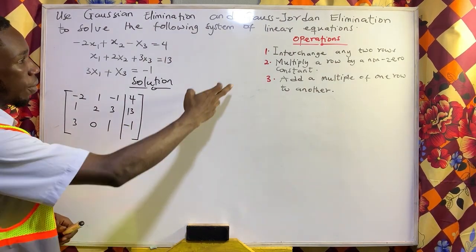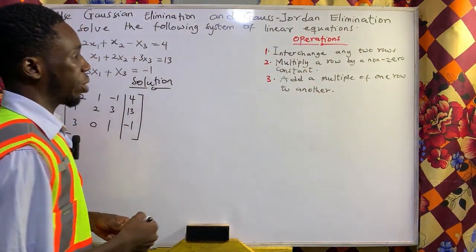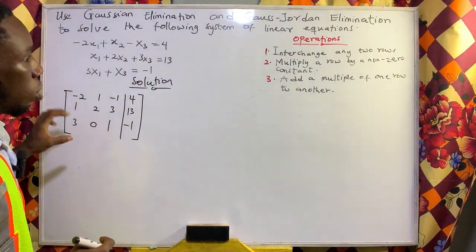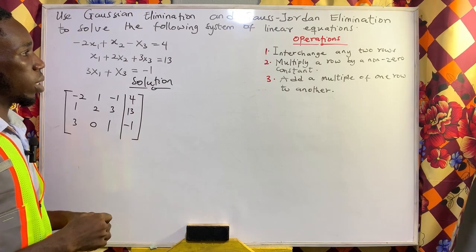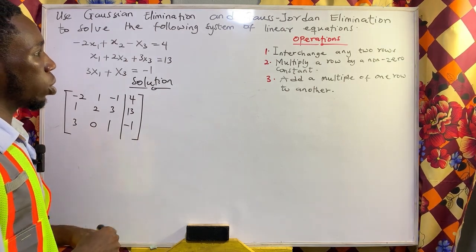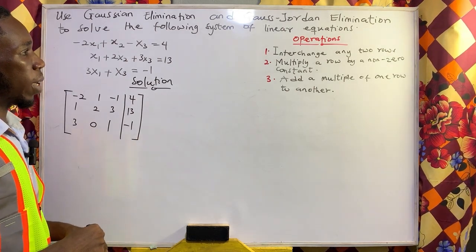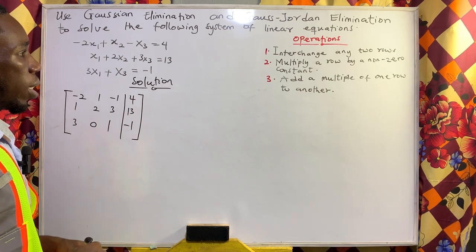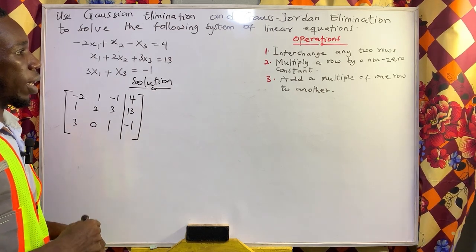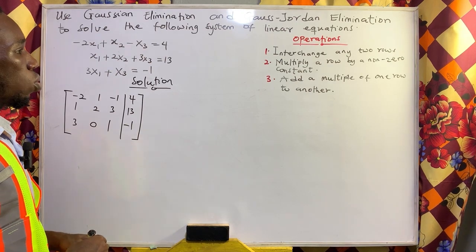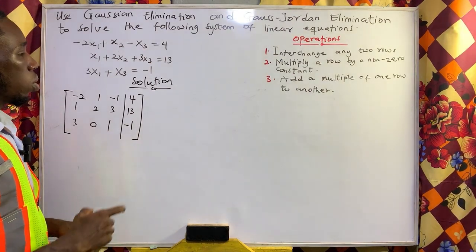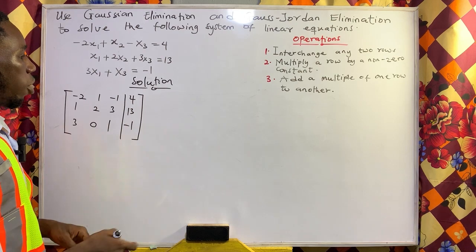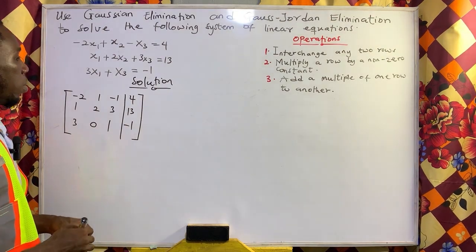You can see that I've written some operations here. Those are the operations that you can perform in order to solve this question. The first one says you can interchange any two rows. The second one says you can multiply a row by a non-zero constant. And then the third says you can add a multiple of one row to another. So those are the operations that you are going to perform in order to solve this question.